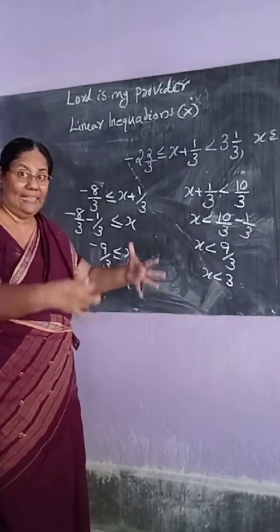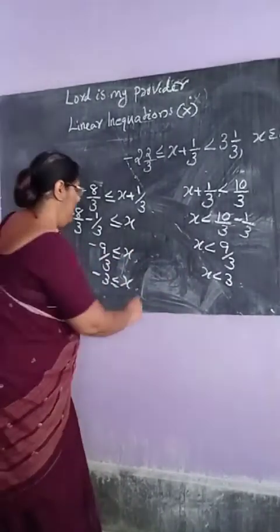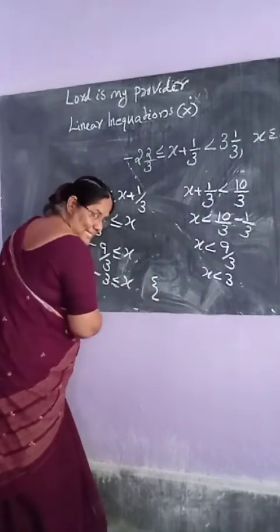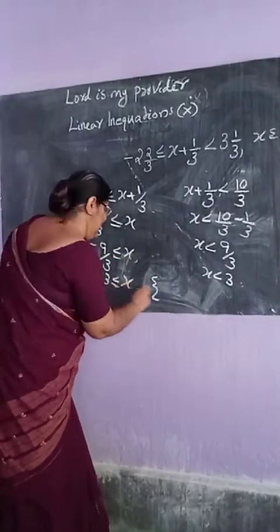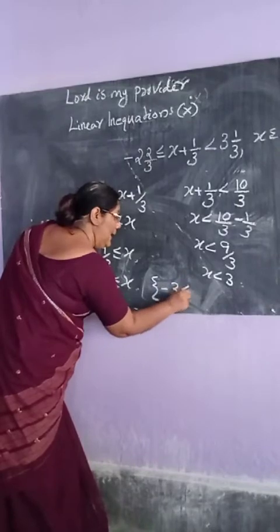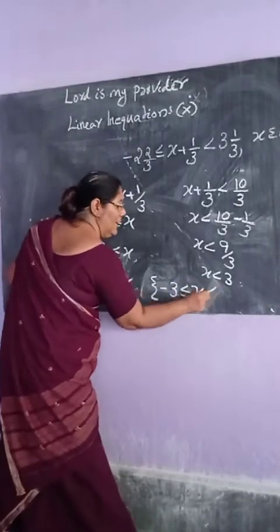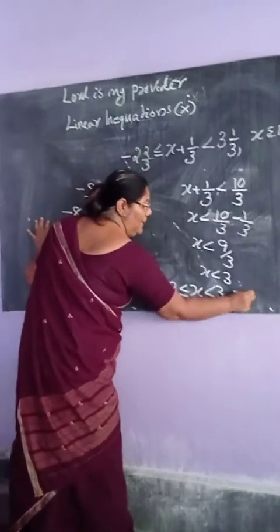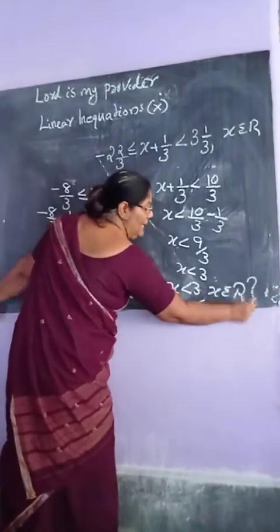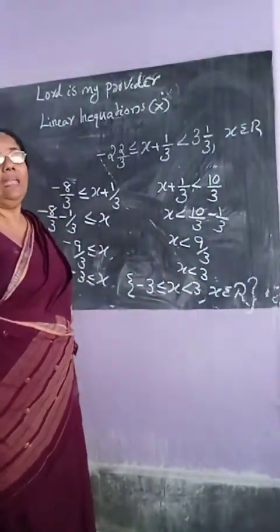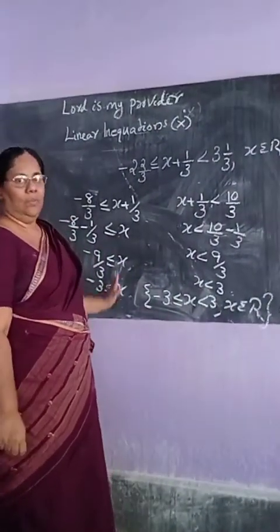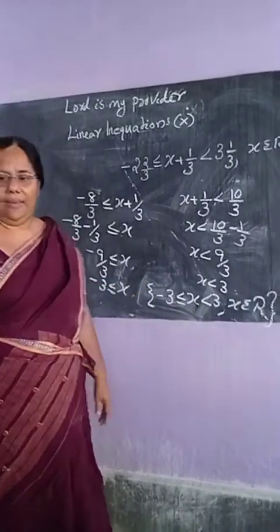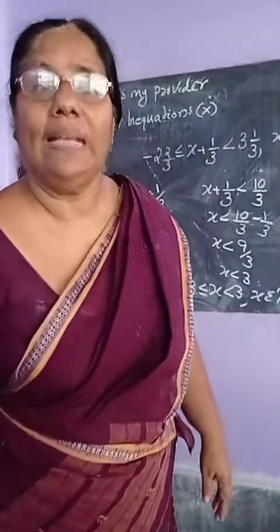Our aim is to connect these two inequalities. Therefore, how can you connect? The set, remember that point. The set minus 3 less than or equal to x less than 3, x in real numbers. Real numbers. Copy all this. Then I will draw the graph also.